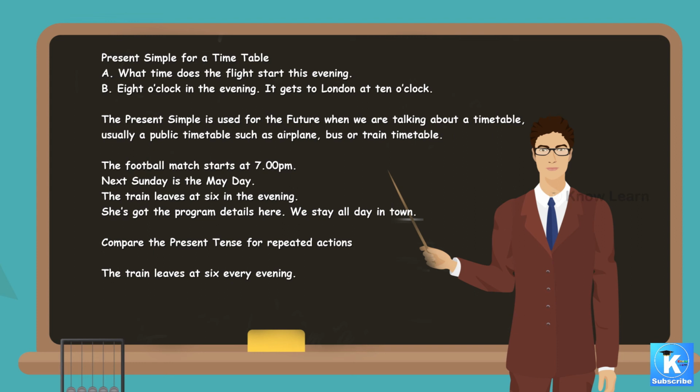The football match starts at 7 p.m. Next Sunday is the May Day. The train leaves at 6 in the evening. She's got the program details here. We stay all day in town. Compare the present tense for repeated actions. The train leaves at 6 every evening.